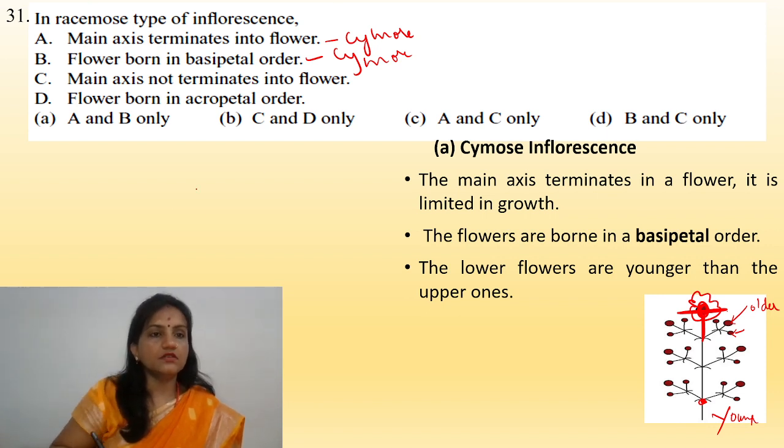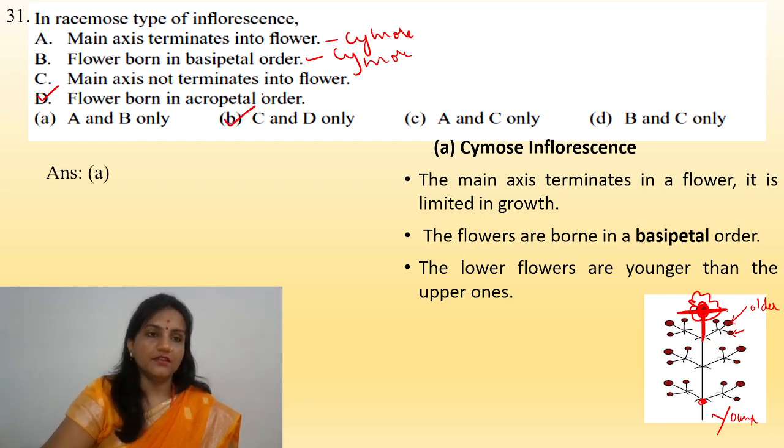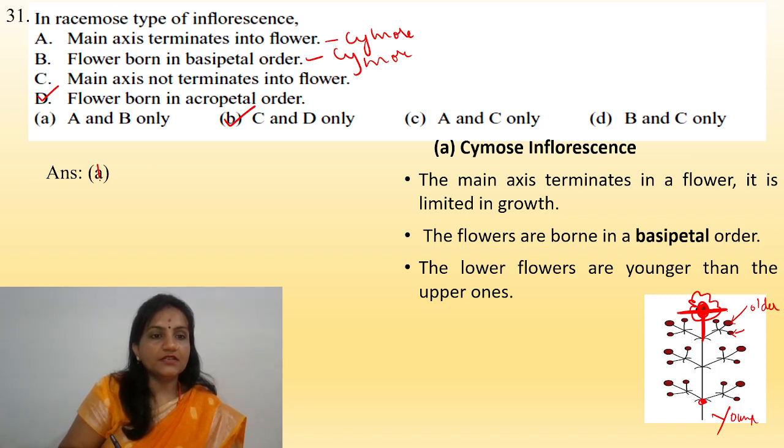The answer for the racemose type is: the main axis does not terminate into flower, and flowers are borne in acropetal succession. So that is C and D. I think I have made a mistake. It has to be B. Okay.